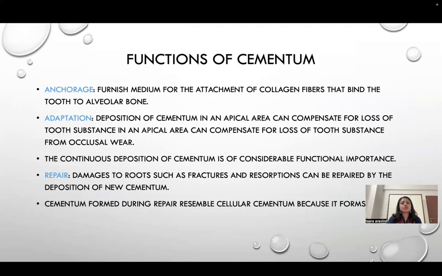Coming to the functions of cementum: anchorage, adaptation, and repair. These are the main functions of cementum. Anchorage: it furnishes a medium for the attachment of collagen fibers that bind the tooth to alveolar bone.